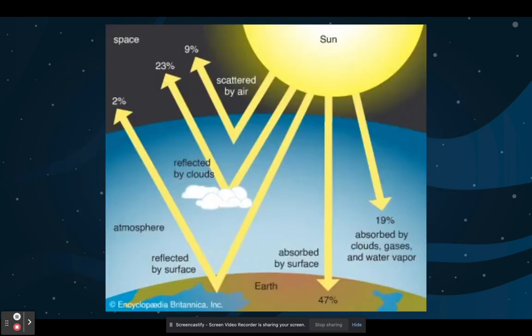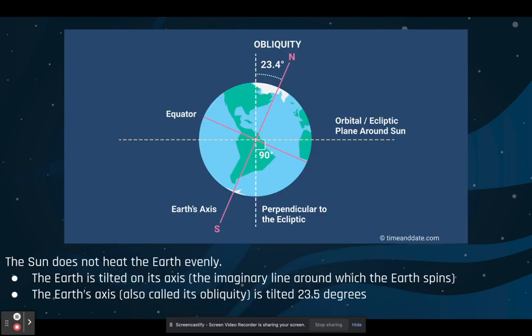Now, it's not just that simple, because obviously we have seasons. Especially in New Jersey, living in the northern hemisphere, we have different seasons at different times of the year. And so let's talk about why that happens.